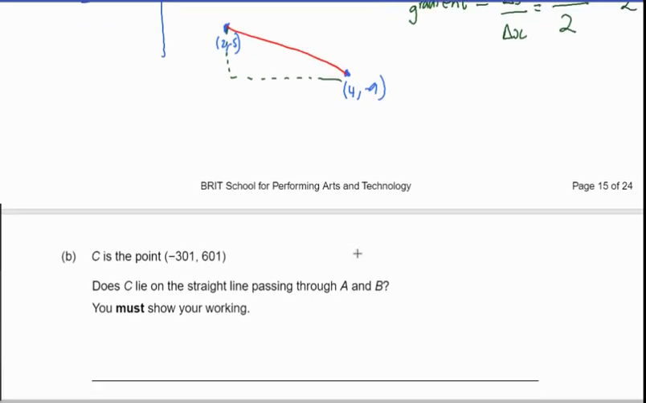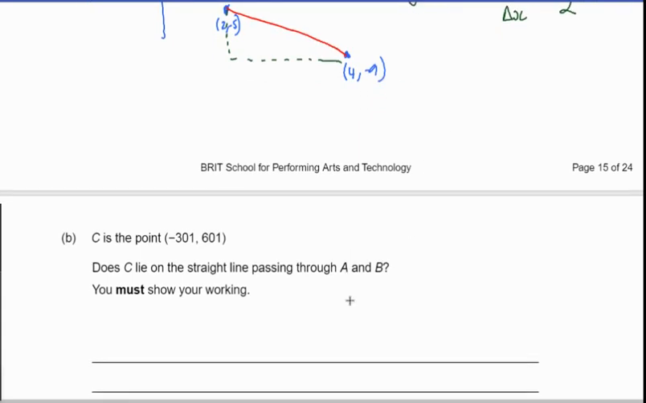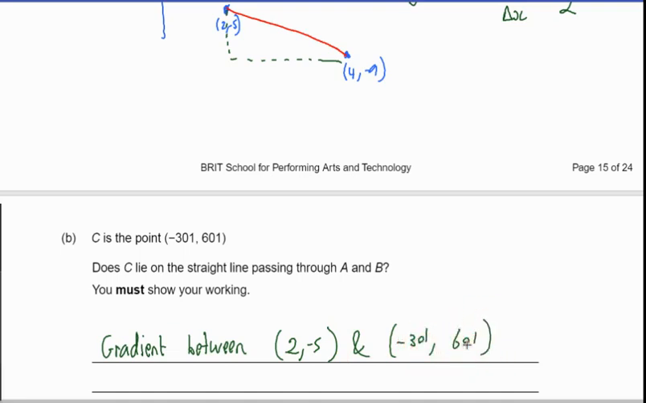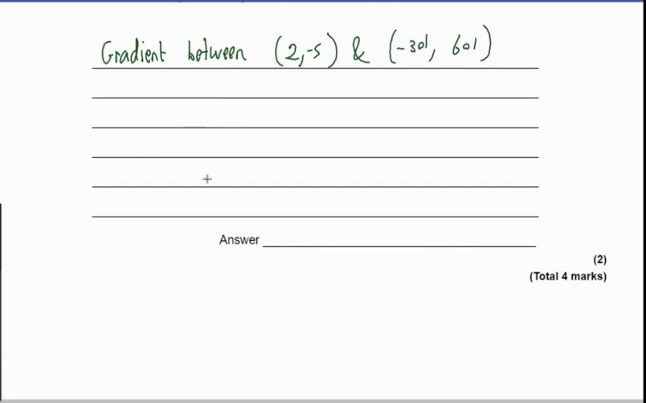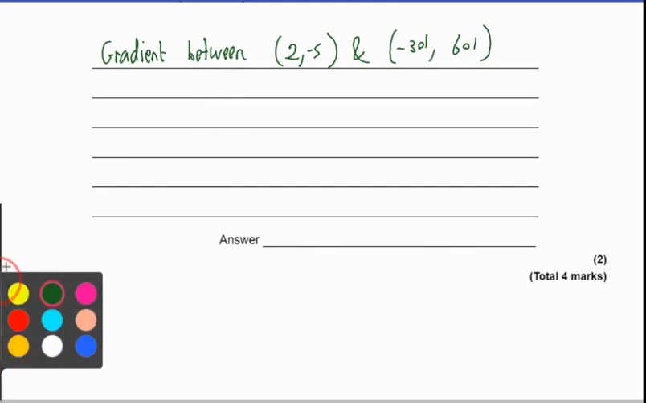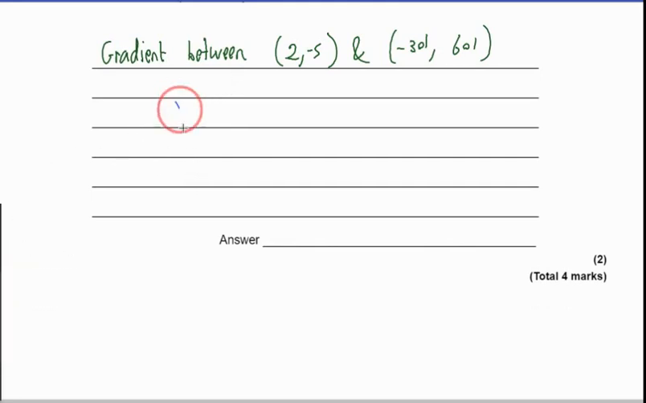Okay, so we know the gradient between (2, minus 5) and (4, minus 9) is minus 2. So to check that it lies in a straight line, let's find the gradient between (2, minus 5) and (minus 301, 601). So again, I'm going to draw a rough-ish sketch just so that you can see what it's looking like.